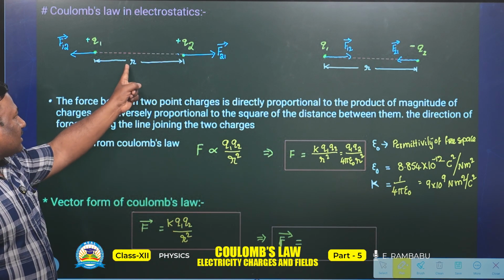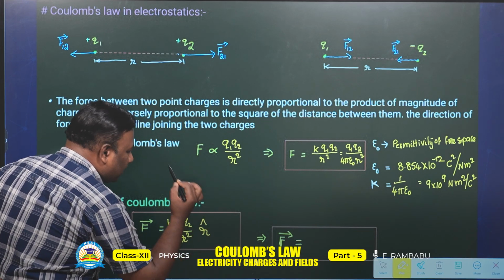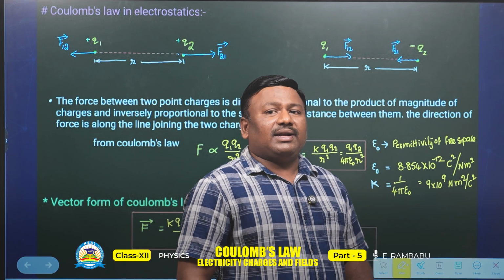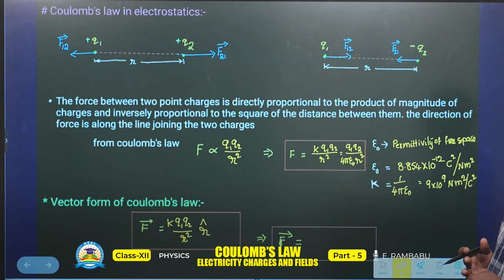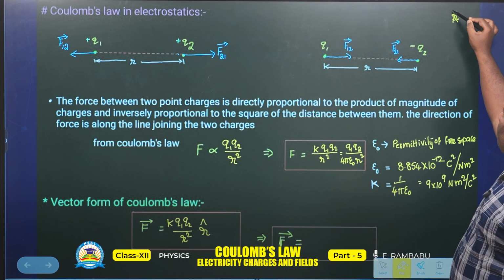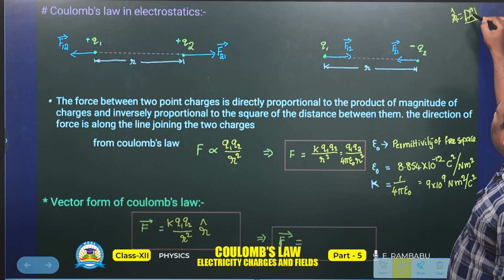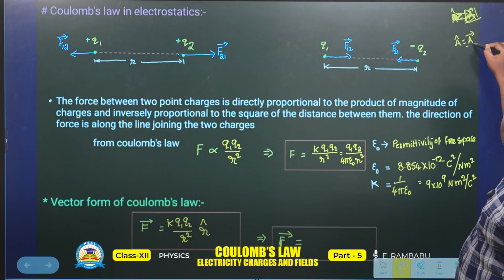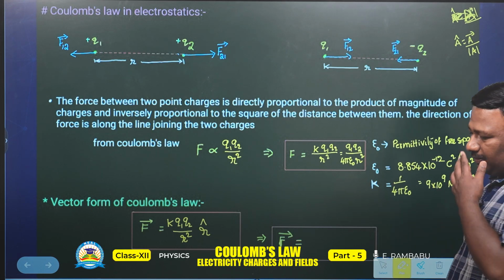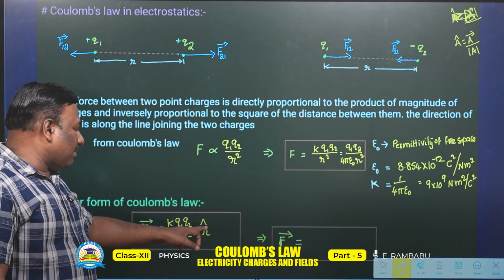And the direction of force is acting along the line joining them. The direction is always given by the unit vector. Here R cap is the direction of the force along the line joining between them, so that is represented with the R cap. But we know that any unit vector A cap can be represented as A vector divided by the magnitude of A vector. So similarly R cap can be written as R vector by magnitude of R.